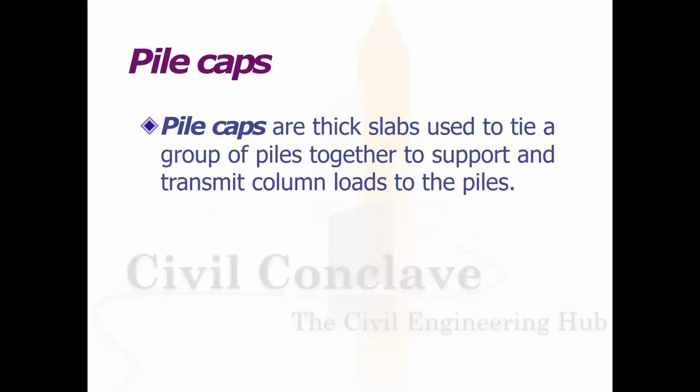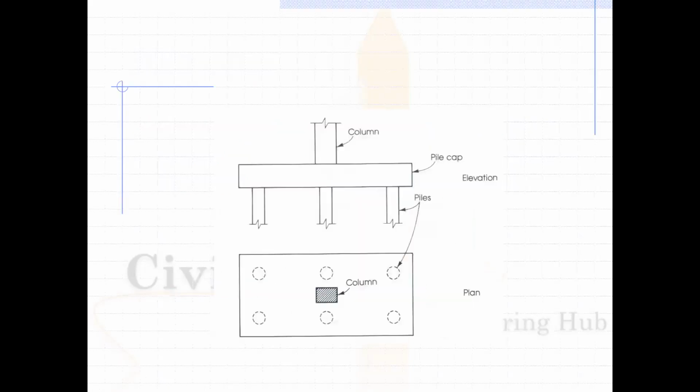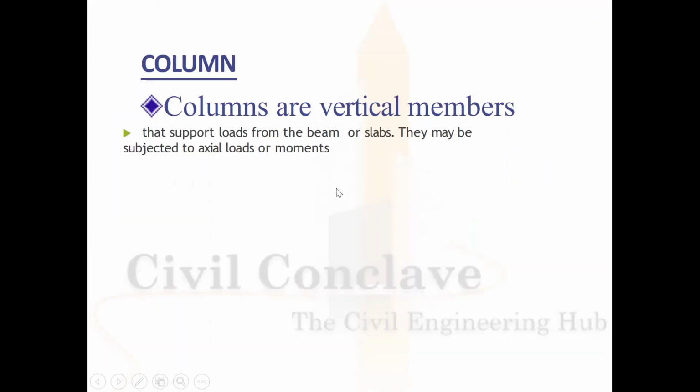Pile caps. Pile caps are thick slabs used to tie a group of piles together or to support and transmit column loads to the piles. Here you can see the pile caps in the plan. There are piles. This is known as a pile cap. This is a column. This is in the plan. This is in the elevation.